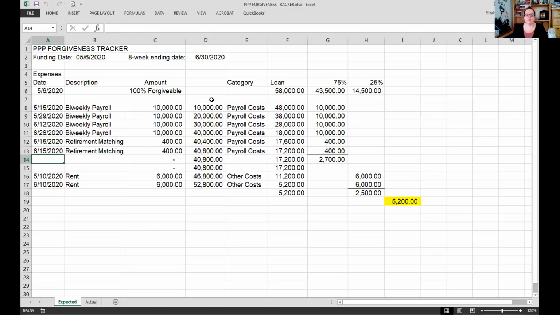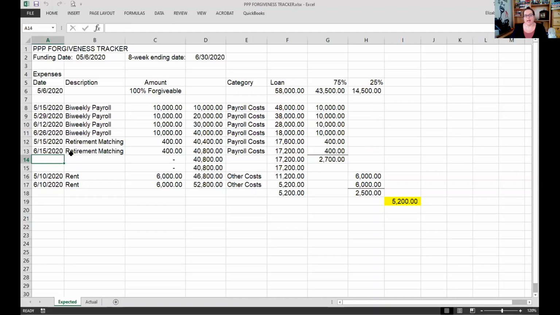And what I'm doing here is I'm keeping track of it. If it's a payroll cost, I'm putting it in one column. And if it's an other cost, I'm putting it over here. And then I'm subtracting just to see where I'm at. So from an initial calculation, I haven't included any utilities yet, no telephone. If I had health insurance, I'd put health insurance in here.